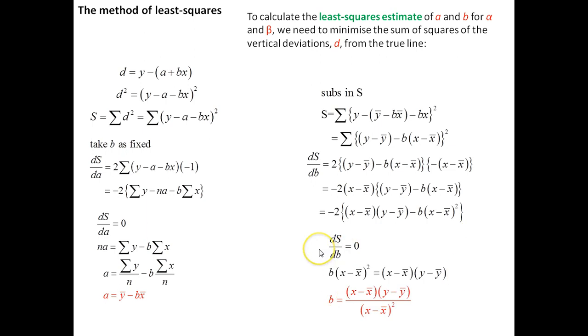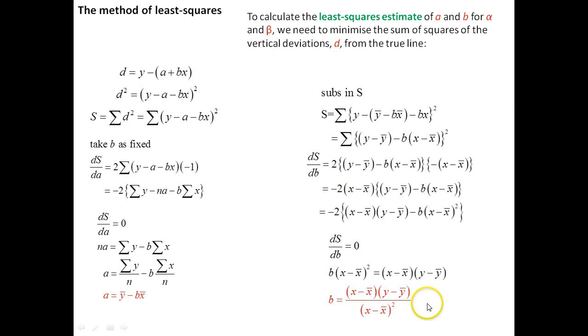Therefore, putting that equal to 0, I can divide through by minus 2 and get rid of that, putting it equal to 0. So I've got b times the sum of (x minus x bar) all squared is equal to the sum of (x minus x bar)(y minus y bar). Divide that, and that is one of the summary measures that I'm supposed to have.